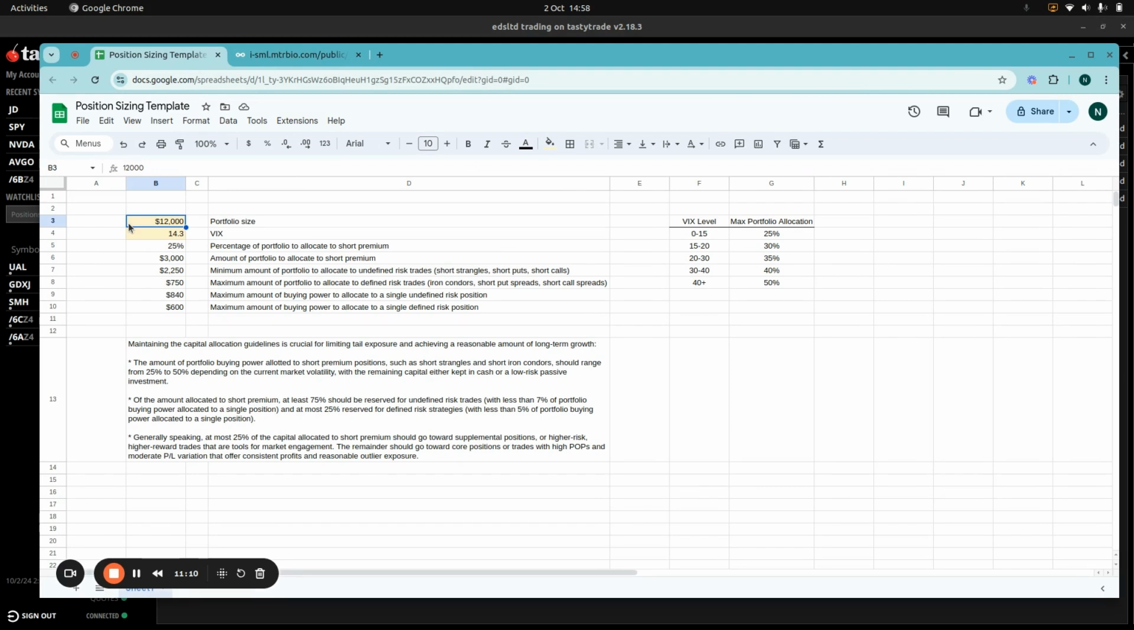It's completely free. And the way it works is you enter in the size of your portfolio. So let's say it's $5,000. Below that you will then enter in what the current VIX level is. Let's say it's 25.3. Everything below will then be automatically calculated for you. And at this point, all you need to do is use this information to formulate the backbone of your portfolio. It will tell you how much buying power to allocate to undefined risk positions, defined risk positions, and how much of your portfolio you should allocate to short premium strategies in general.